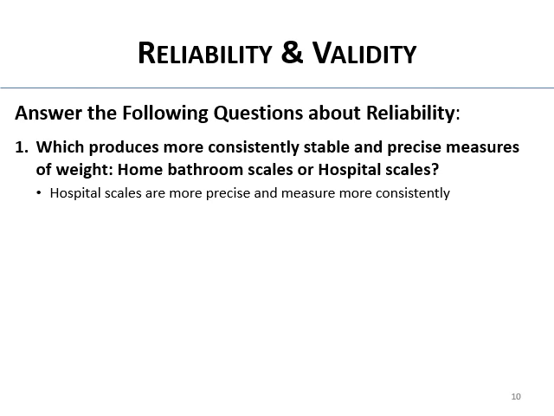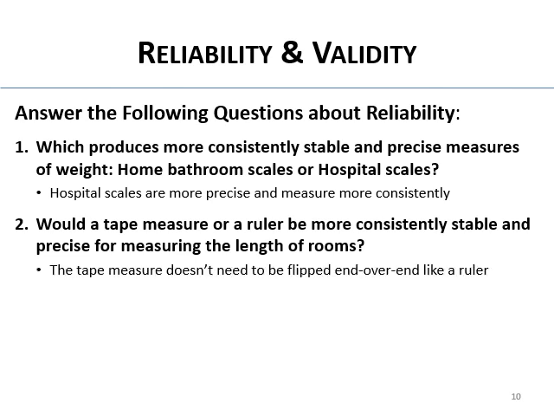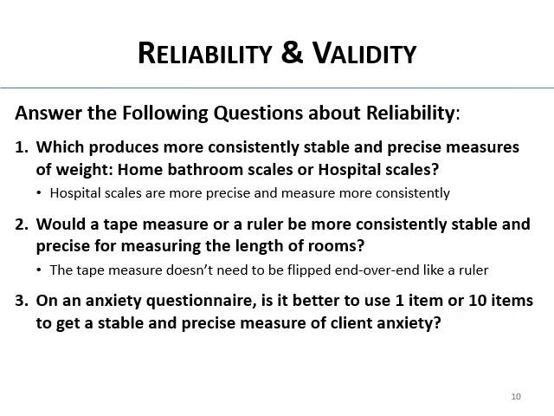They're way more accurate. So would a tape measure or a ruler be more consistently stable and precise for measuring the length of rooms? Well, think about it. A ruler, you're going to have to flip it, right? To get from one end of a room to another. A tape measure is probably going to be more consistent because it's just one measure. It's the measure of the tape. You don't have this error introduced by flipping the ruler over itself for each foot. So you'd probably say the tape measure is going to be more reliable.